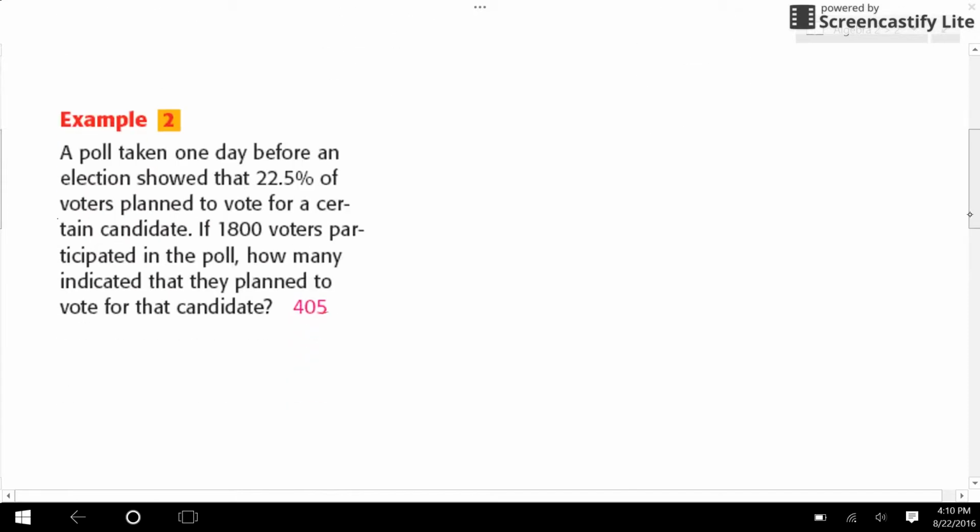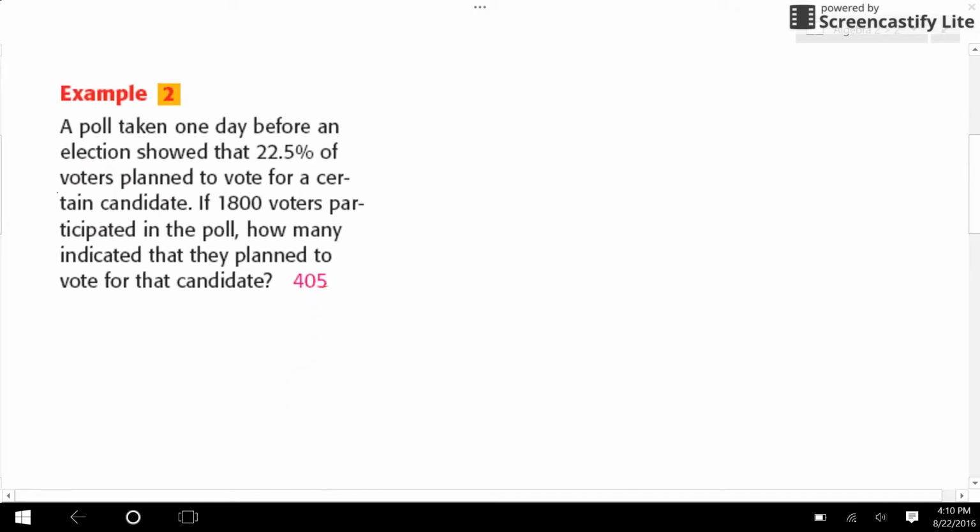How about example 2? A poll taken one day before an election showed that 22.5% of voters plan to vote for a certain candidate. Wow, what an appropriate question for this year. 1,800 voters participated in the whole poll. How many said they plan to vote for that candidate?